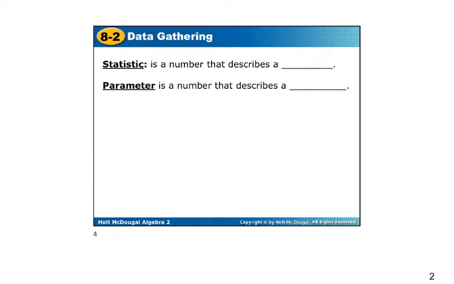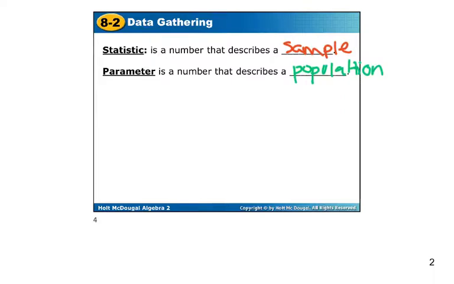So that's where these two definitions come in, which is statistics. That's what Chapter 8 here is about. It's a number that describes a sample. So the statistical data says the average age is whatever. And then the parameter is a number that describes a population. So whatever that average age is would have been the parameter.